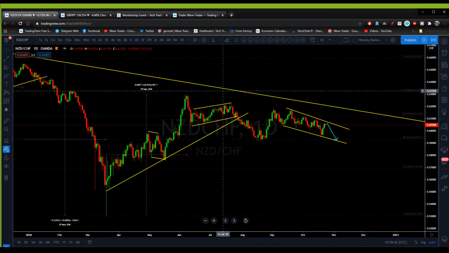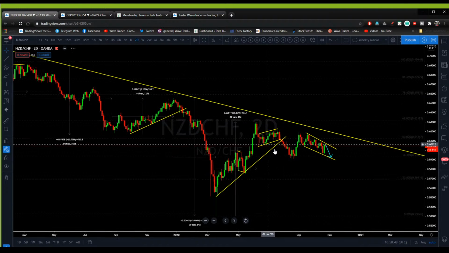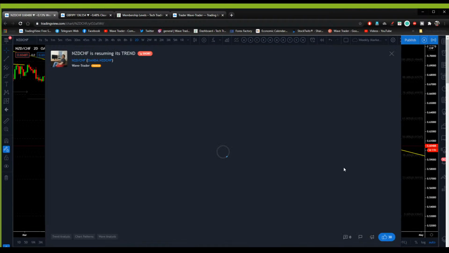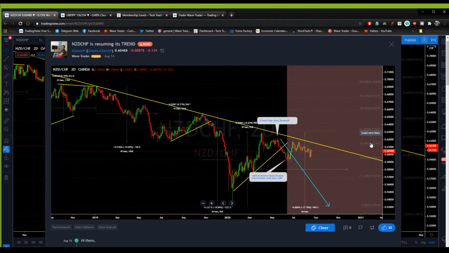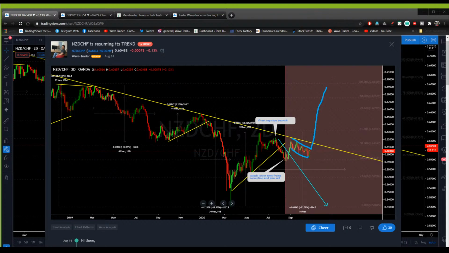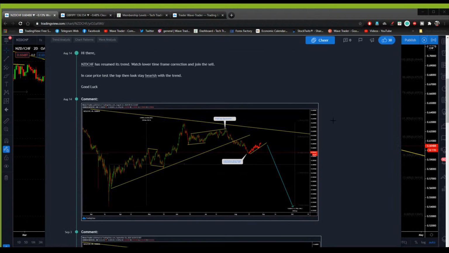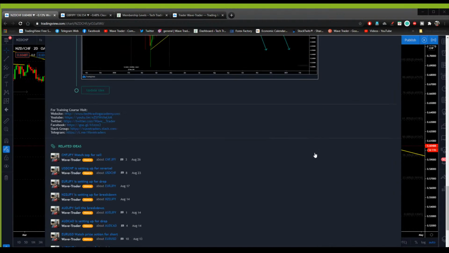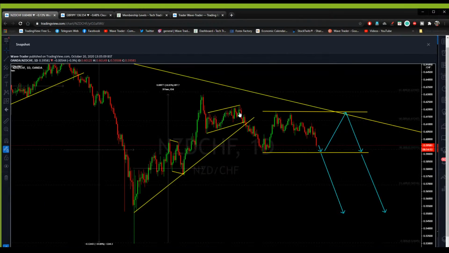Okay, so Kiwi CHF. All right, so Kiwi CHF, we need to look at the bigger time frame analysis first to understand what it is doing. All right, there you go. So it's forming like a daily flag to break it up, right? Like a daily flag to break it up. So if we're going to look at the updated chart, okay, so that's the updated chart.